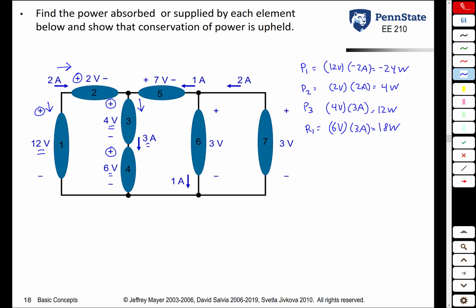Fifth element, up here, you have 7 volts across it. The current into the plus terminal is a current in this direction. But we have 1 amp going from right to left, which means we have to have minus 1 amp going left to right. So that's minus 7 watts.